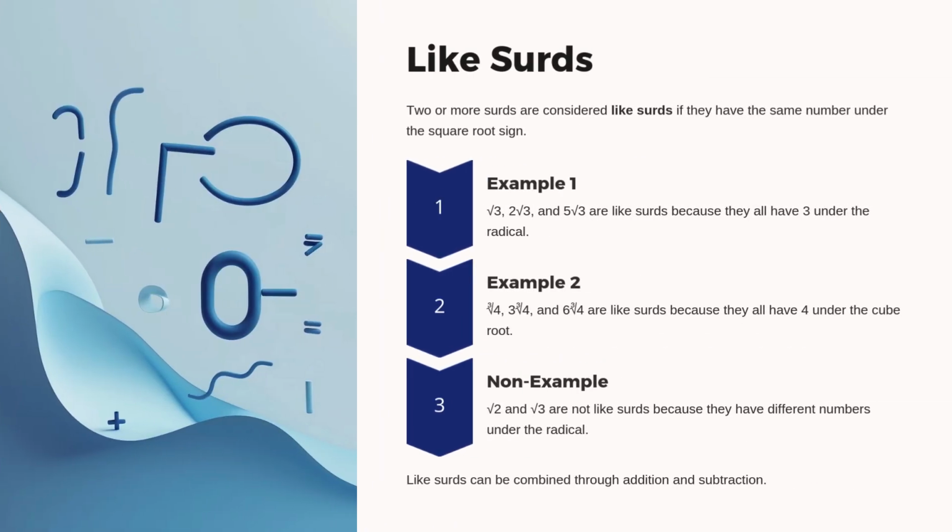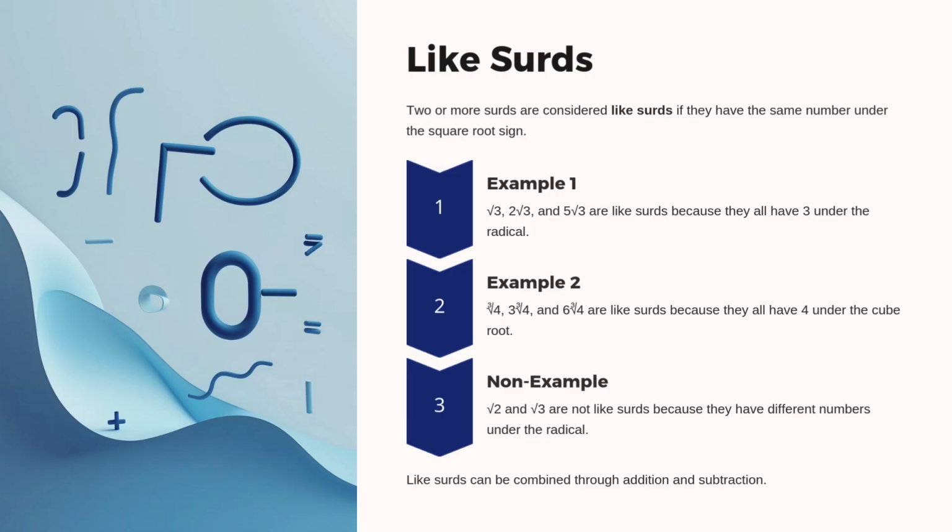Like surds. Two or more surds are considered like surds if they have the same number under the square root or other root sign. Example 1. Square root of 3, 2 times square root of 3, and 5 times square root of 3 are like surds because they all have 3 under the radical. Example 2. Cube root of 4, 3 times cube root of 4, and 6 times cube root of 4 are like surds because they all have 4 under the cube root.